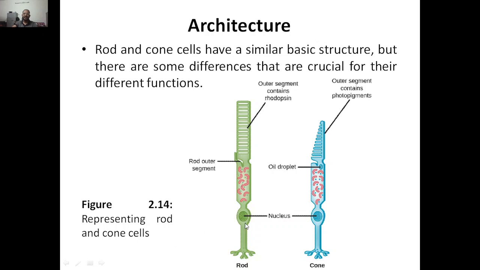You can see both have got the nucleus, and here the rod outer segment looks like a rod. That's why it is a rod outer segment, because the rhodopsin protein is there, and here an oil droplet. This oil droplet kind of structure will be there, which is responsible for sharp vision. Next, the rod outer segment contains rhodopsin, the protein, and the cone outer segment contains photopigments. So 3 different photopigments for 3 different colors, that is red, blue and green.